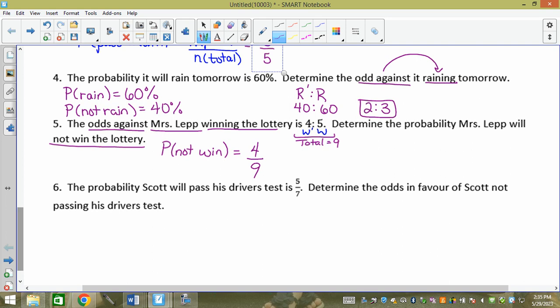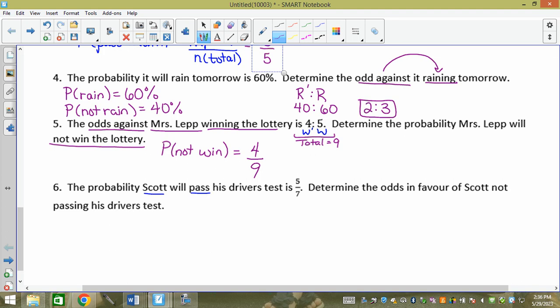The last one, the probability Scott will pass his driver's test. Oh, Scott's my husband. This is a really funny year. Oh, yeah. Maybe he's passing it. Maybe that's a good probability. Okay, a missed opportunity.